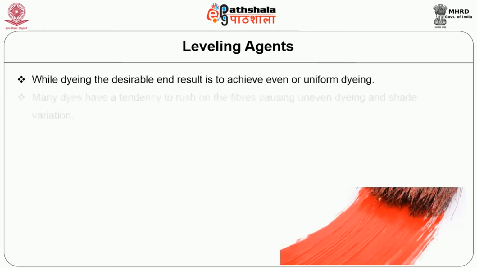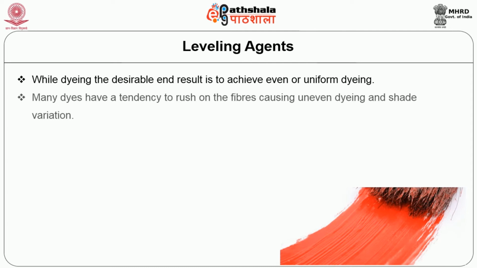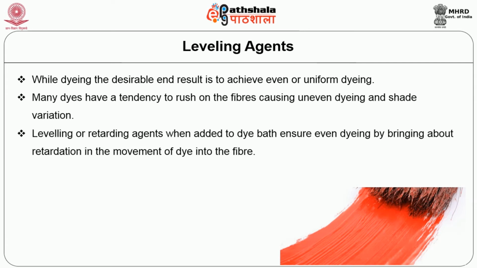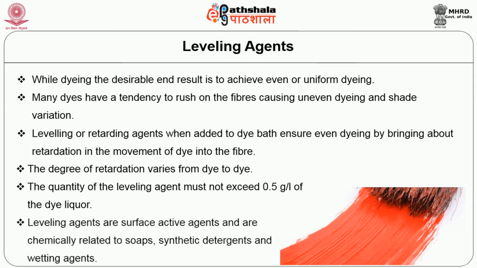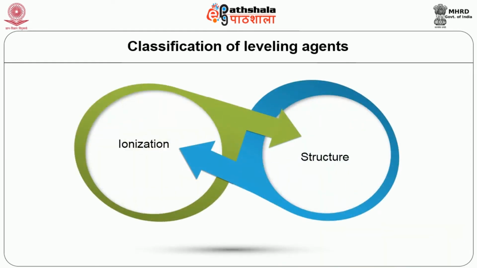While dyeing, the desirable end result is to achieve even or uniform dyeing. Many dyes have a tendency to rush on the fibers, causing uneven dyeing and shade variation. Leveling or retarding agents, when added to the dye bath, ensure even dyeing by bringing about retardation in the movement of dye into the fiber. The degree of retardation varies from one dye to another. The quantity of leveling agents must not exceed 0.5 gram per liter of the dye liquor. Leveling agents are surface active agents and are chemically related to soaps, synthetic detergents, and wetting agents.